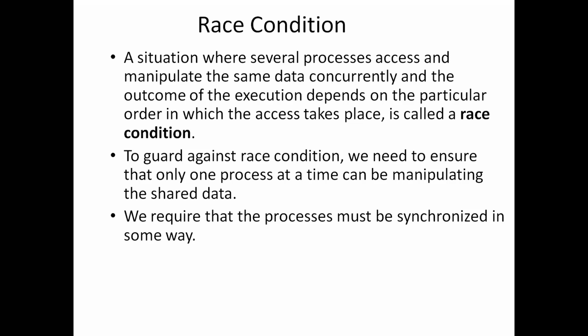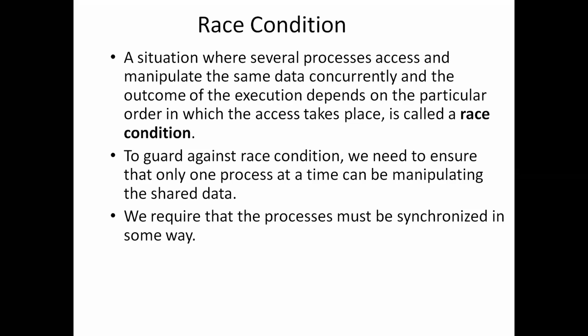To guard against this race condition, we need to ensure that only one process at a time can be manipulating the shared data. To overcome the situations we discussed using producer and consumer, only one process at a time should access and manipulate the data. Here, the count variable in the producer consumer problem was accessed and manipulated by both the producer and the consumer at the same time, so a race condition arose and the outcome became completely faulty. The actual number of items in the buffer is 5, but the producer code shows 6 and the consumer code shows 4. Such a situation we call a race condition.